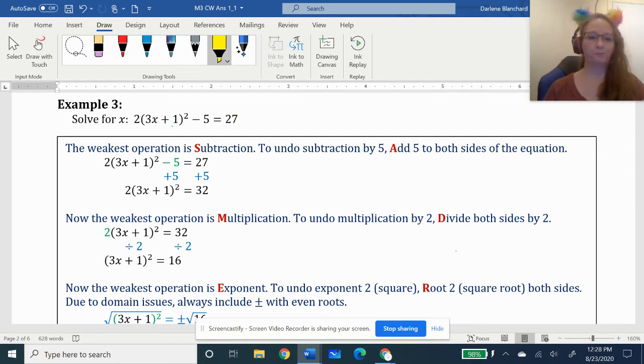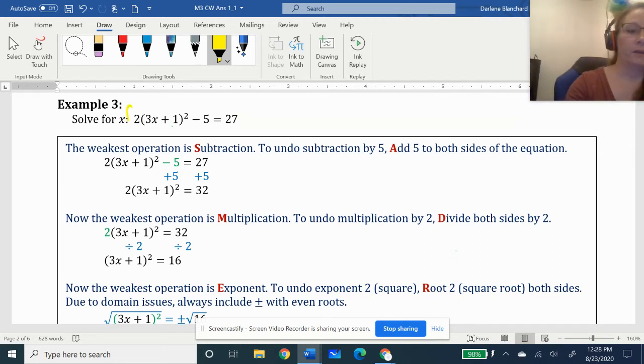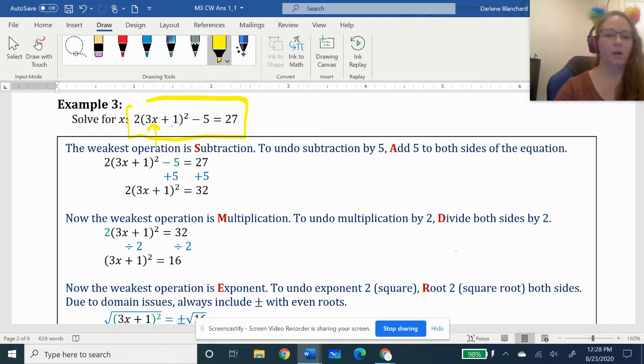Example 3. When I look at this equation, I notice that x is located in only one place. I need to undo the operations on only the left side of this equal sign. So subtraction, not in a parentheses, is the weakest operation. Add 5. Then the multiplication by 2 is the weakest operation between parentheses and exponent. So divide by 2.